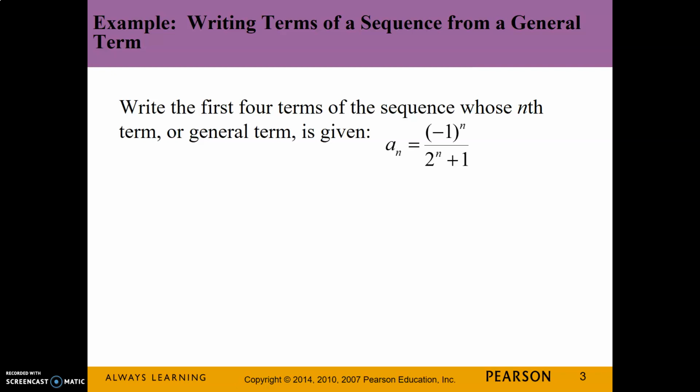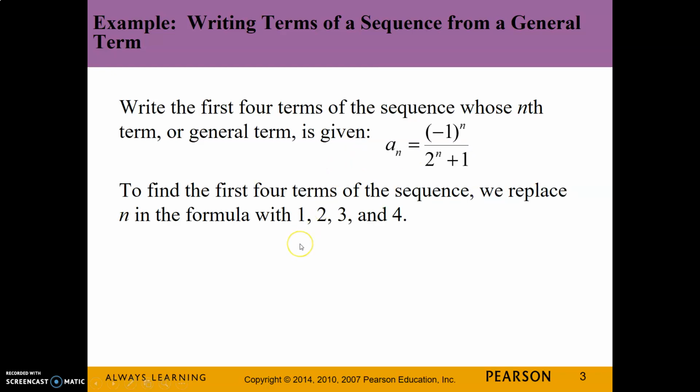Now keep in mind, n is always a positive integer. It represents kind of like a place in line. You wouldn't have a negative place in line, and you certainly wouldn't have a decimal place in line. So n will always and only be an integer and a positive number for the purpose of this section.